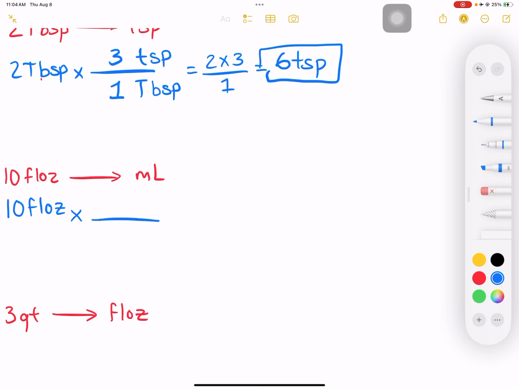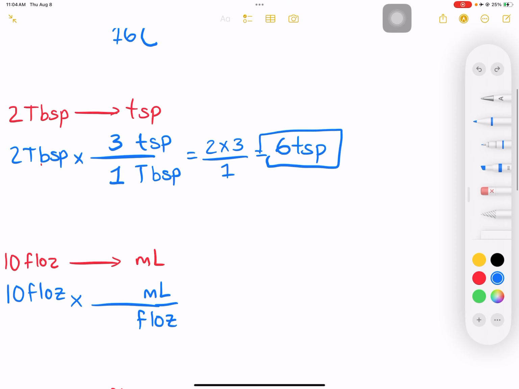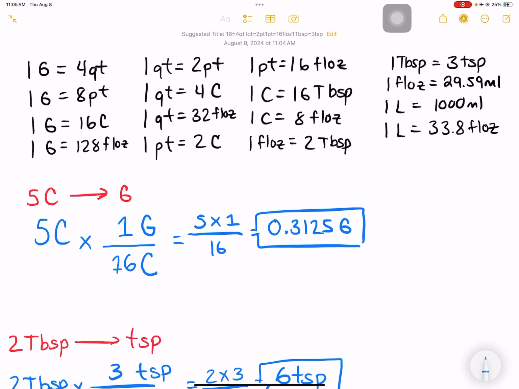And we're going to start the series of multiplications and divisions. Okay, the given unit goes in the bottom, and the desired unit, which is milliliters, goes in the top. Now I'm going to go back to my conversion table and look for a number that relates milliliters to fluid ounces. The number that relates those is 1 fluid ounce equals 29.59 milliliters. So 1 goes in the fluid ounces and 29.59 goes in the milliliters.